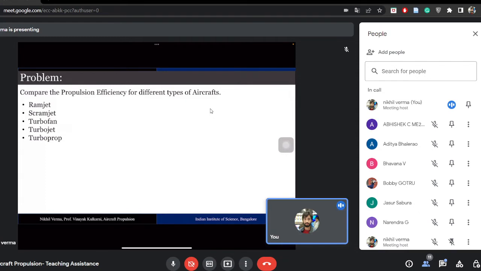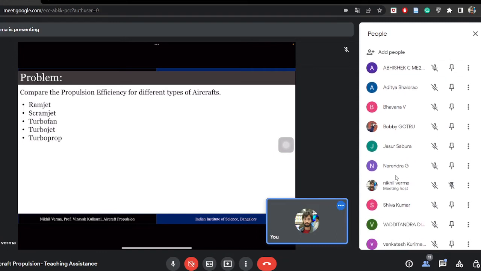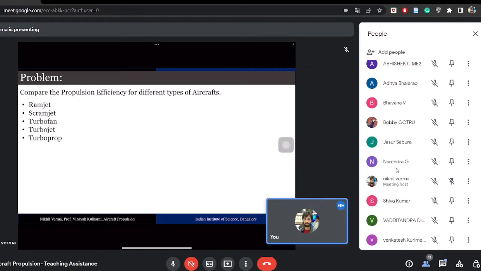So let us come to another problem similar to this. Compare the propulsion efficiency for different types of aircraft. You have a ramjet, a scramjet, a turbofan, a turbojet, and a turboprop. You have to arrange these in the decreasing order of their propulsion efficiency. I'll give you another 2 minutes to answer this. Anybody want to answer this?